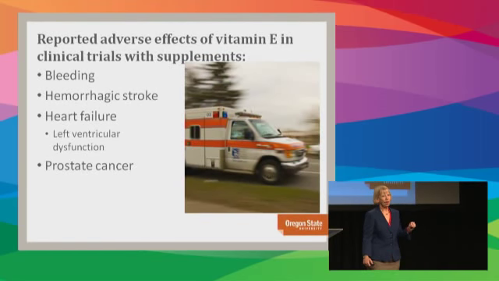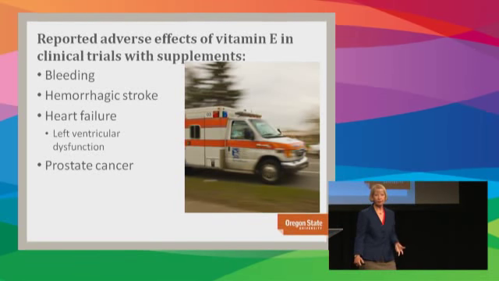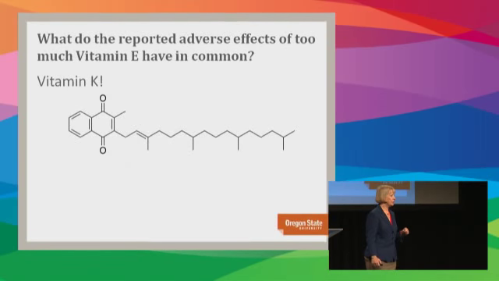Now, although I am not a fan of all those meta-analyses that say vitamin E will kill you, there are some carefully controlled clinical trials with vitamin E that have shown bleeding, hemorrhagic stroke, heart failure, and I guess the latest excitement is prostate cancer. Different trials have different results. How can that be? And my answer is, it's all related to vitamin K. So we have to digress and learn a little bit about vitamin K for a minute.